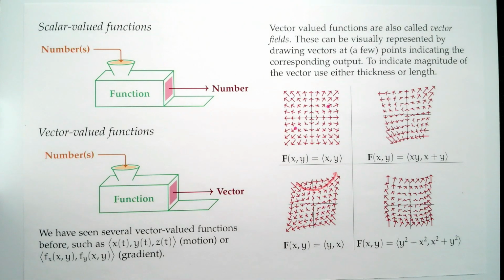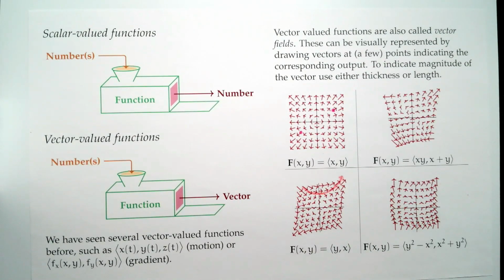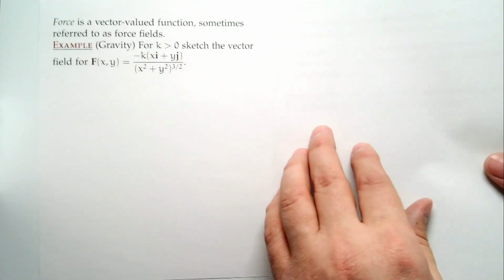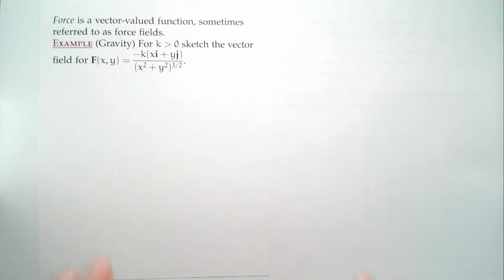Since we're talking about vector valued functions and we're calling them fields, well, a nice thing which is a vector is a force, which means you get force fields. All right. And so let's do force fields. Suppose I have the following. For k greater than 0, so k can just be anything, we're going to try to get a sketch. What does the vector field look like for the function negative k times xi plus yj divided by x squared plus y squared to the 3/2 power?